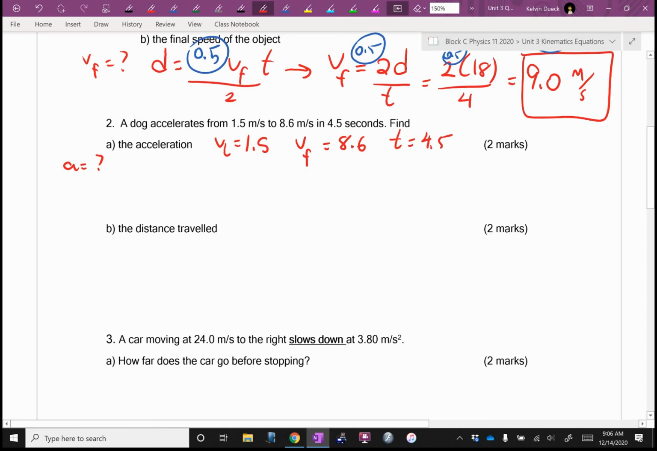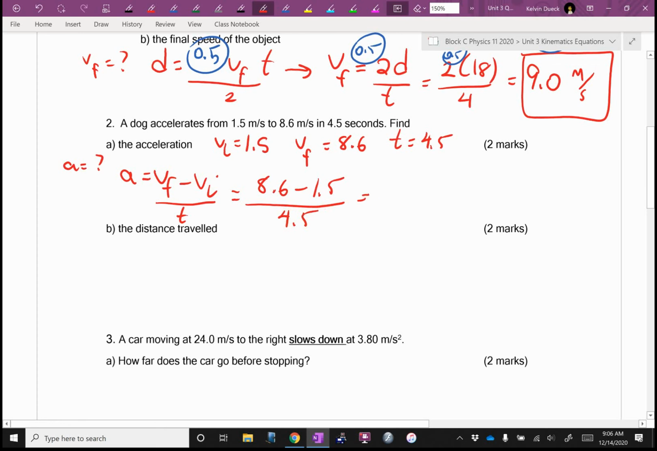I'm going to be brave and get the A by itself. I think you're going to write A equals VF minus VI over T. Is that correct? I would give you 1 mark for that. If you wrote VF equals VI plus AT, 0.5, but if you went straight to here, 1 mark. And so it's going to be 8.6 minus 1.5 all over 4.5.